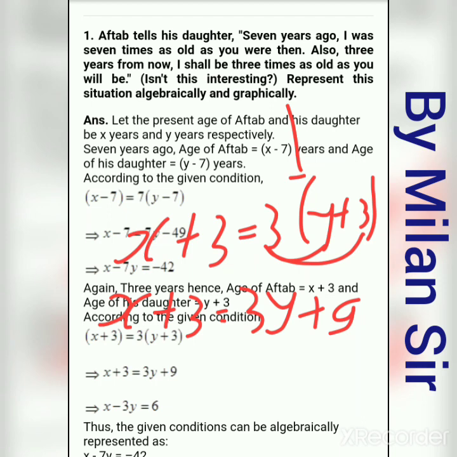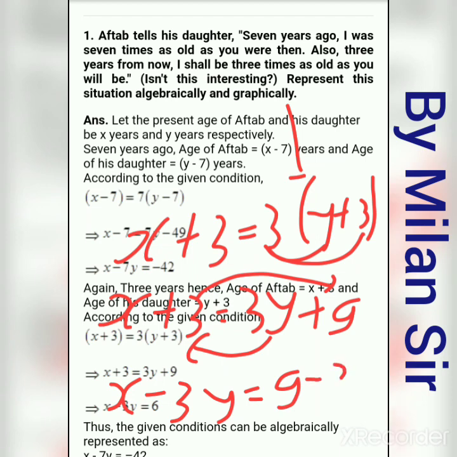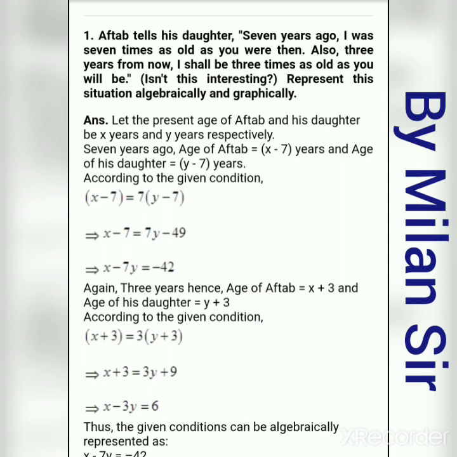Now transfer the variable to the left hand side. So 3y goes to the left hand side, so it becomes minus 3y. And this plus 3 transfers to the right hand side, so 9 minus 3. So on the left hand side, x minus 3y as it is, and 9 minus 3 is 6. Okay, so this is the second equation: x minus 3y is equal to 6. Okay, so algebraically our two equations are ready.